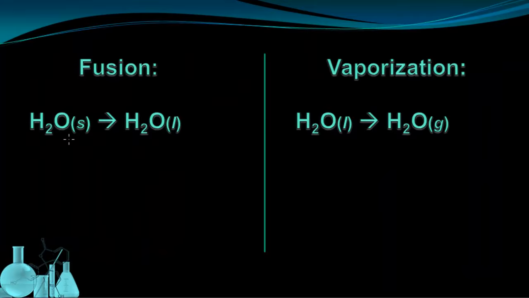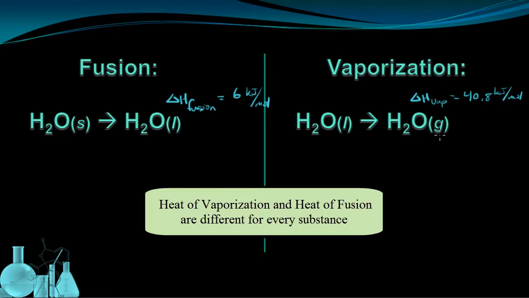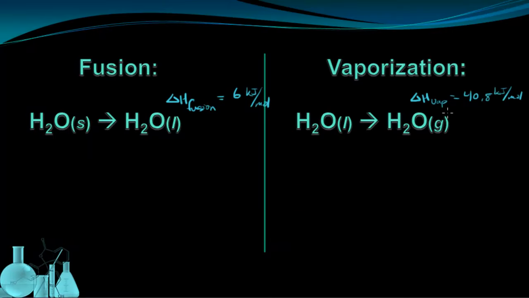So here we have the reactions for fusion and vaporization. Both of these are endothermic processes, which means they both have positive heat of reactions. And we actually call the heat of reaction for these something special. For the solid water becoming liquid water, that's delta H fusion, the heat of fusion, and that is 6 kilojoules per mole. And for vaporization, it looks similar. We have delta H for the vaporization, the heat of vaporization, and that's equal to 40.8 kilojoules per mole. Now these values are specific for these reactions. So a substance other than water would have a different heat of fusion and a different heat of vaporization.